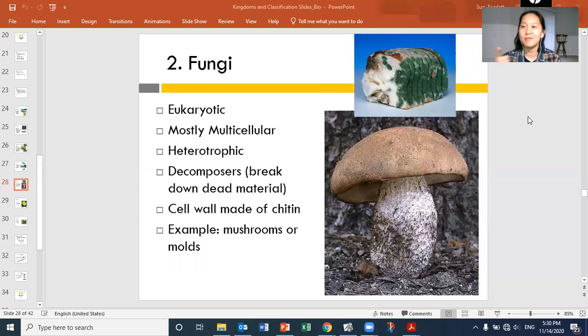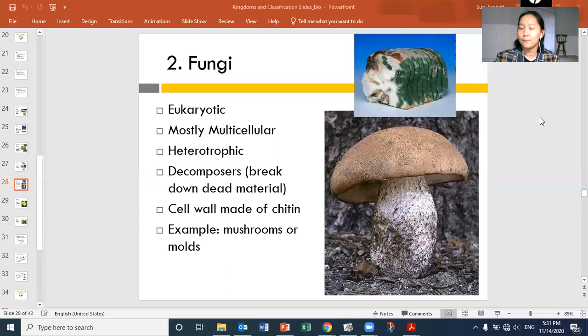And fungi are mushrooms. Okay, so mushrooms or fungi are eukaryotic and they're mostly multicellular. They are heterotrophic because they do not make their own food. They digest things that are decaying or dead. So they're decomposers. Their cell wall is made out of chitin. Okay, so they have cell walls, but it's not the same thing that we eat as plant fiber for plants, right? We don't get the same thing for their cell walls as we do in plants. And like I said already, the examples are mushrooms or mold.